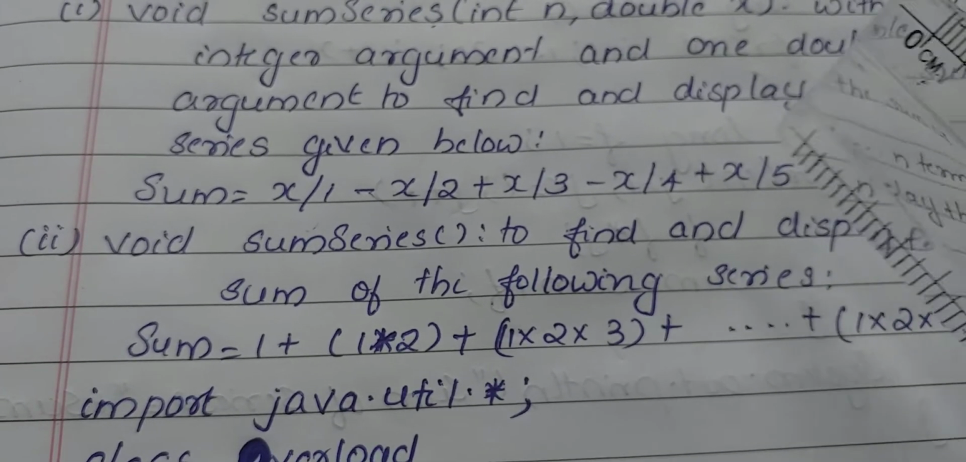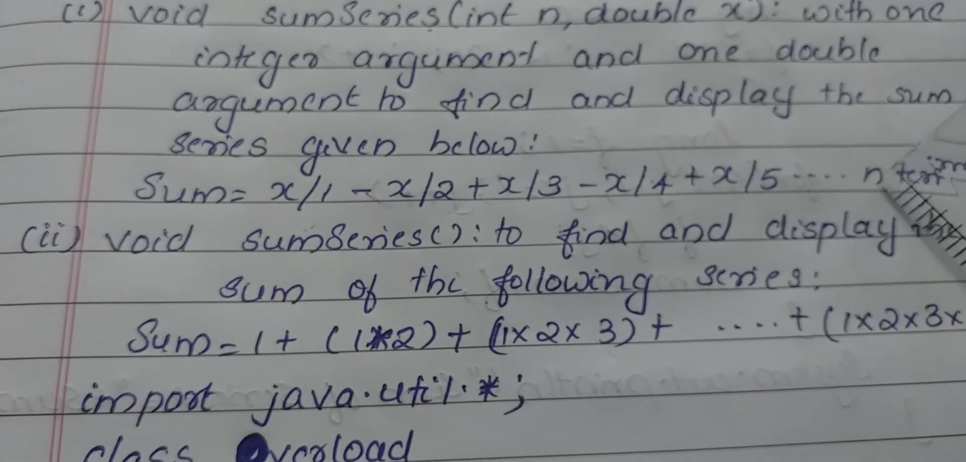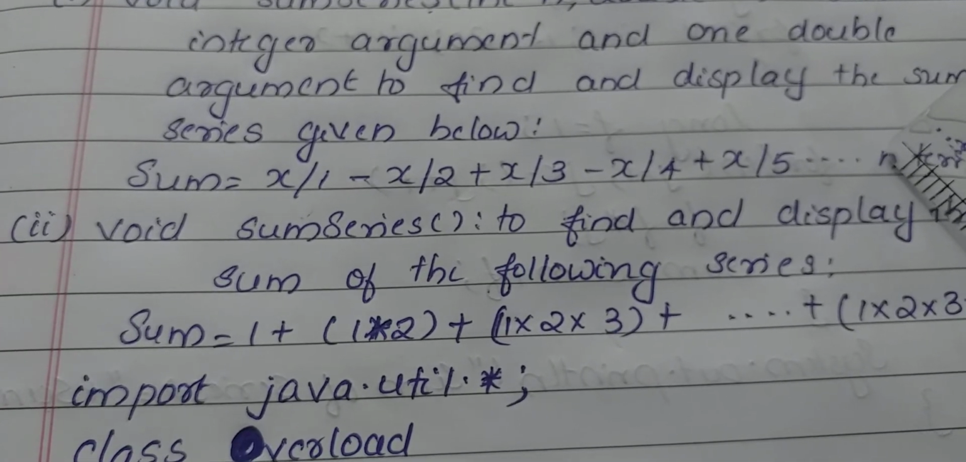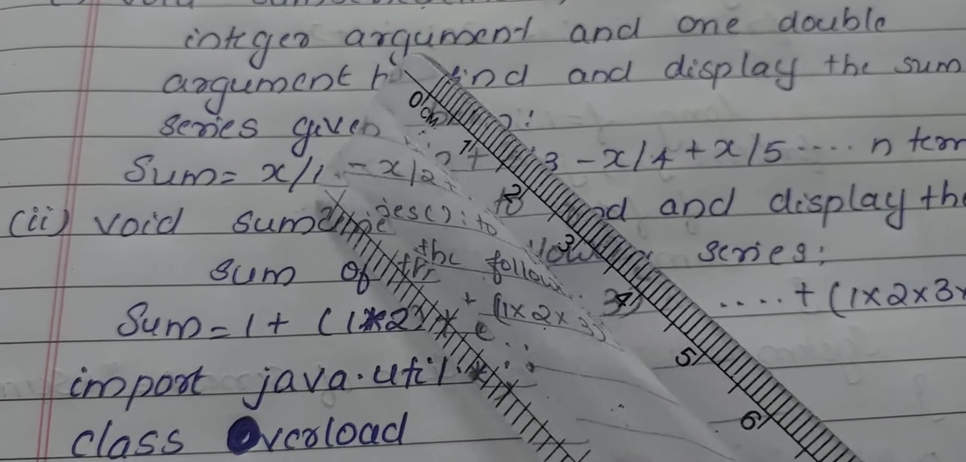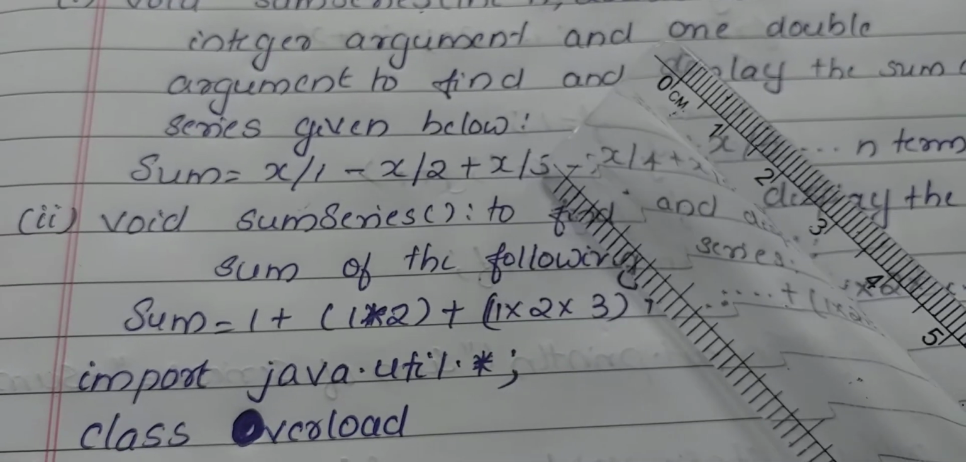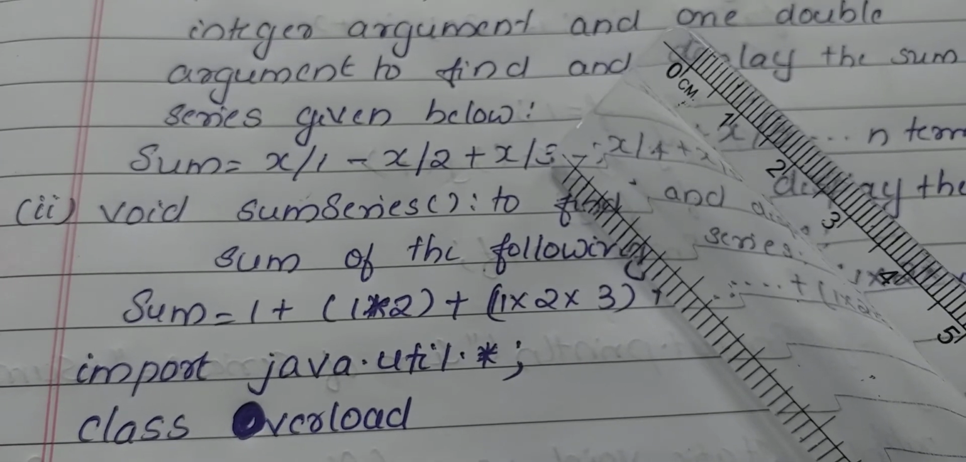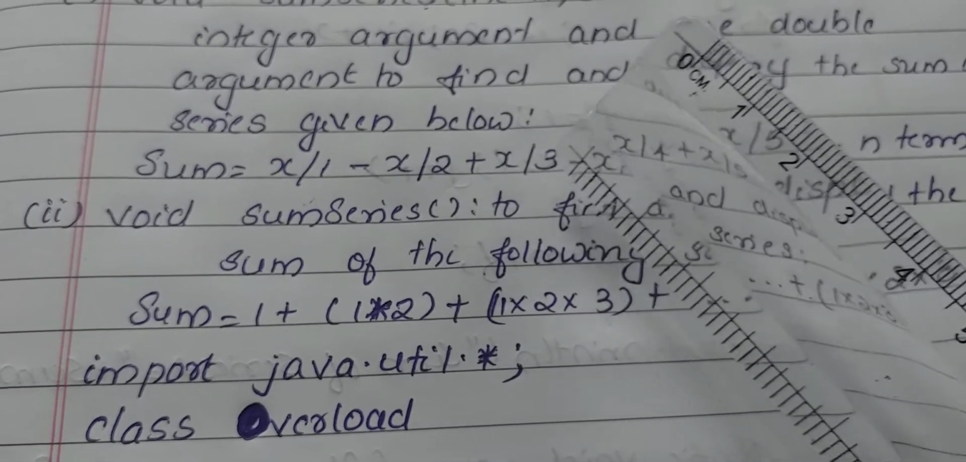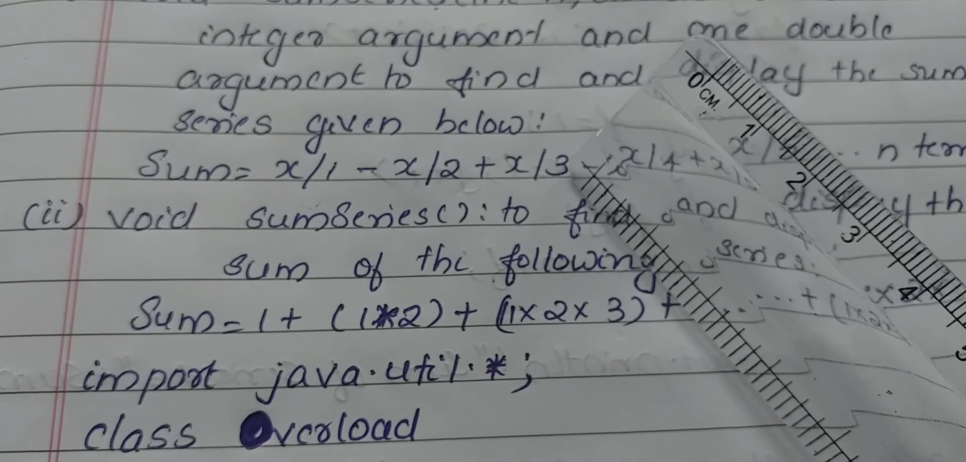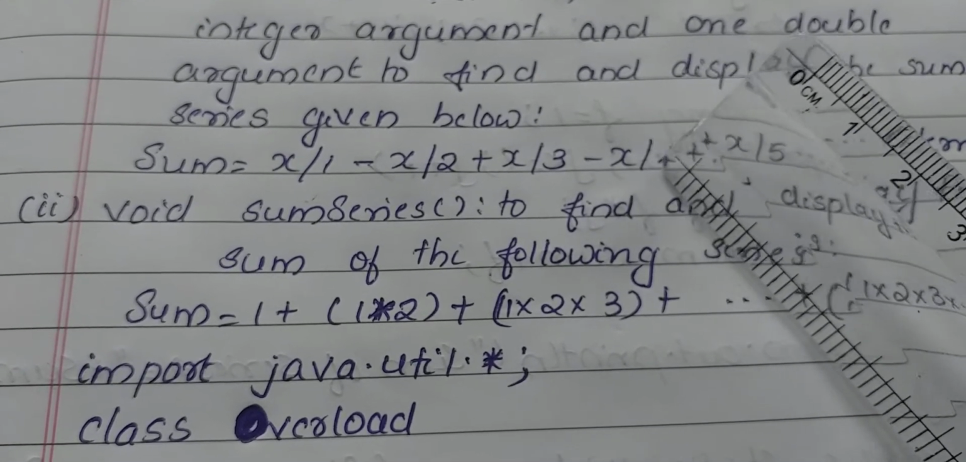Clear? Suppose the value of n is 3. So how long does the sum series go? That is up to 3 terms we want to find. That is x by 1 minus x by 2 plus x by 3. Clear? So this is a series.